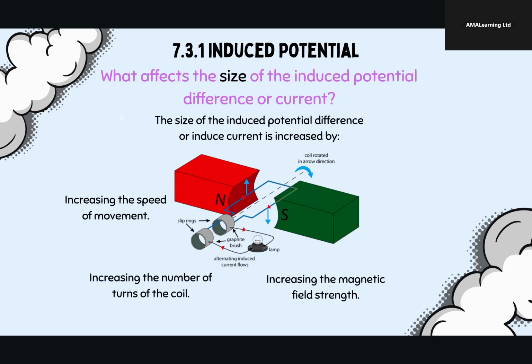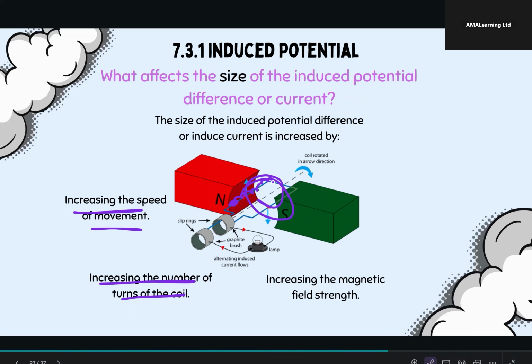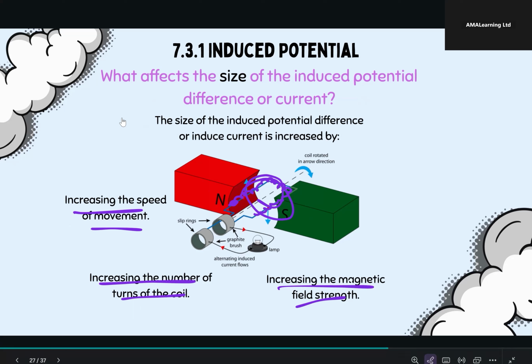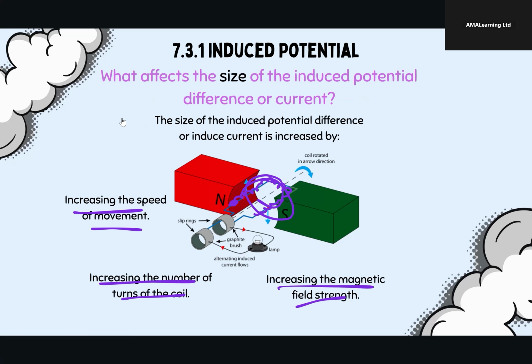And what affects the size of the induced potential difference or current? That can be changed by increasing the speed of the movement, so you can spin this faster. You can increase the number of turns of the coil. So that wire has coils, you can increase the number of coils on it, or you can increase the magnetic field strength. All of those will have a knock-on effect on the overall strength.